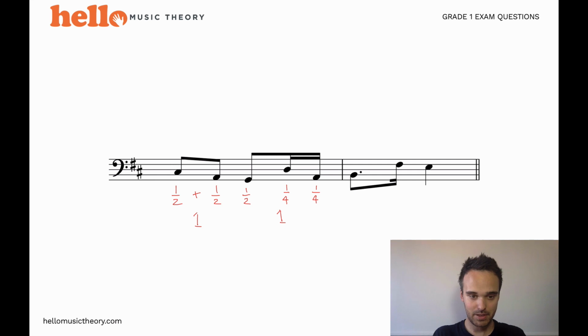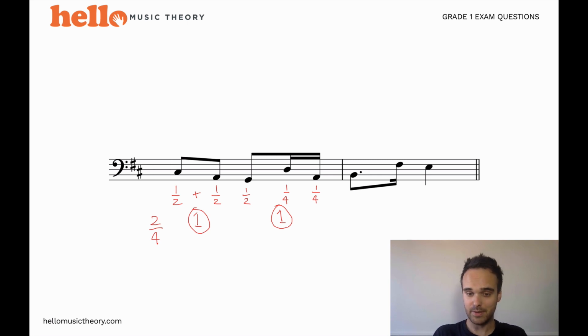So how many beats have we got in total? We've got 1 beat here, 1 crotchet beat. We've got a second beat there. It's 2. So I'm going to provisionally say that it's 2 for this extract, but we need to check this second bar to see that we're on the right track.